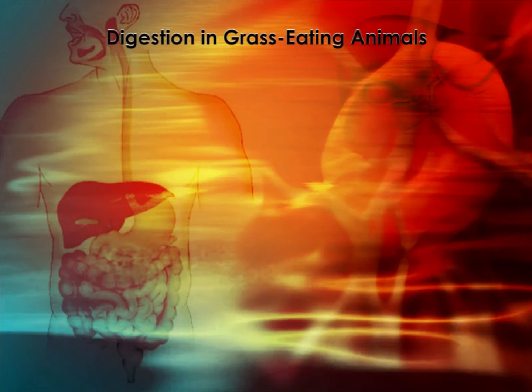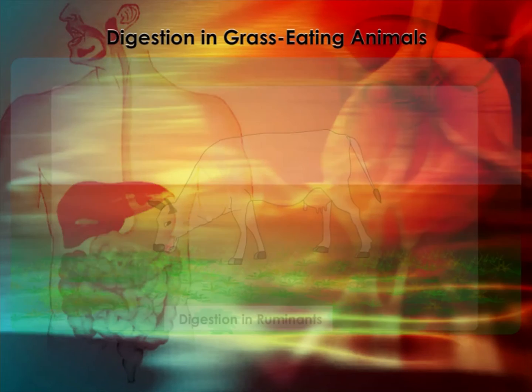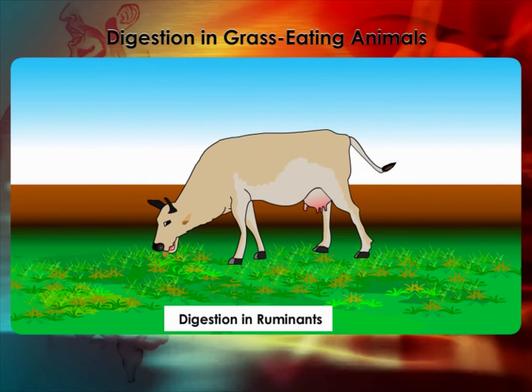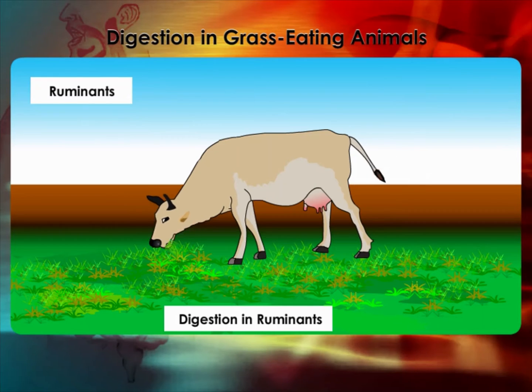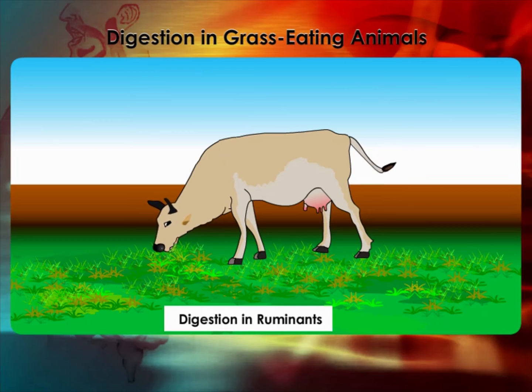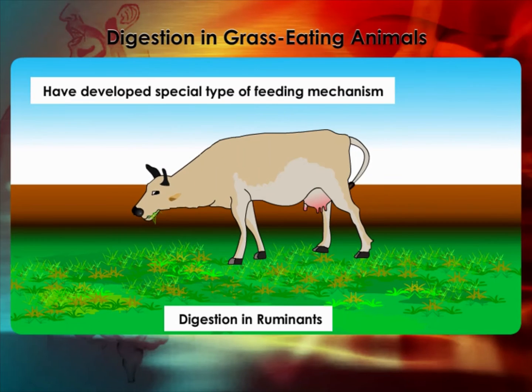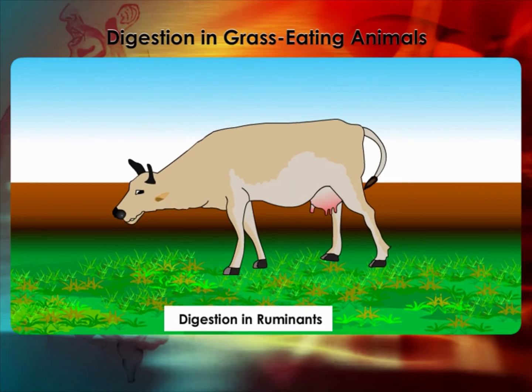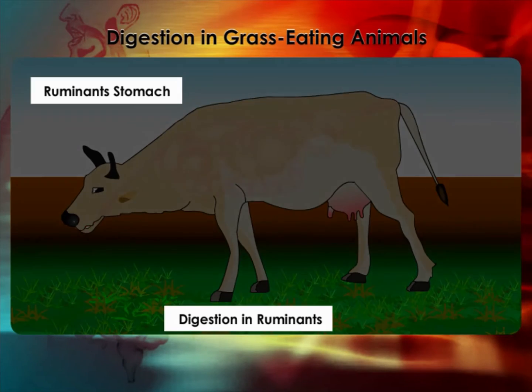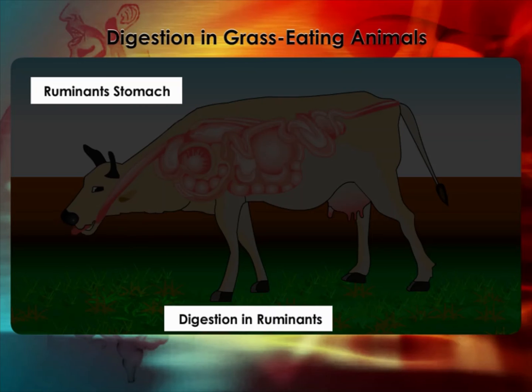Digestion in grass-eating animals. The hoofed plant-eating mammals which have a ruminant stomach are called ruminants. These animals are herbivores. They have developed a special type of feeding mechanism. They have a special type of stomach called the ruminant stomach. The ruminant stomach consists of 4 chambers.